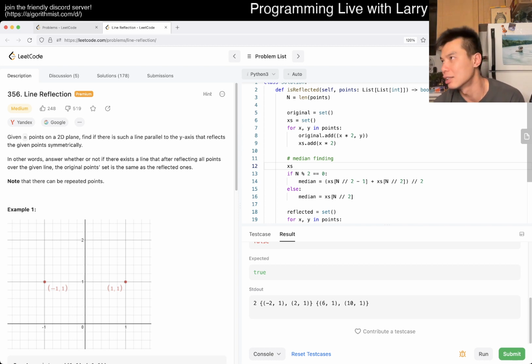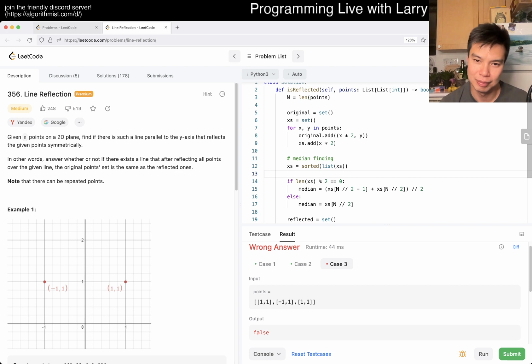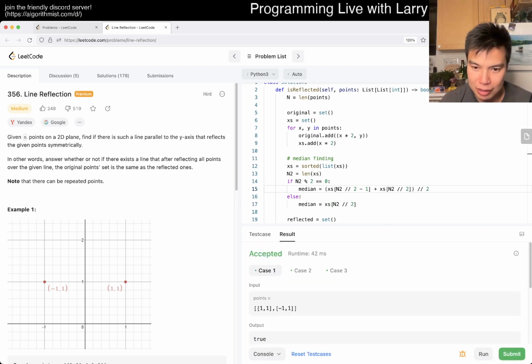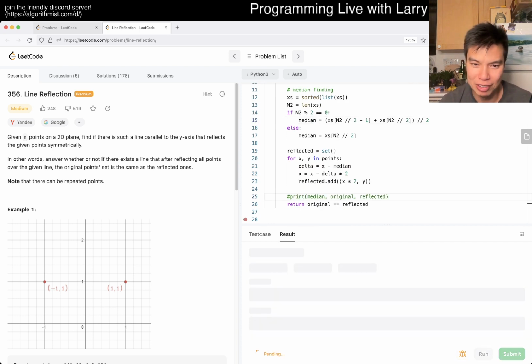But this is why we test cases. As it goes, okay, something like that, right? And then now it's not n anymore because of the dedupe. N two, I don't know. Okay, so that looks a little bit better. Am I good enough to YOLO submit? Let's YOLO submit. Oh no.